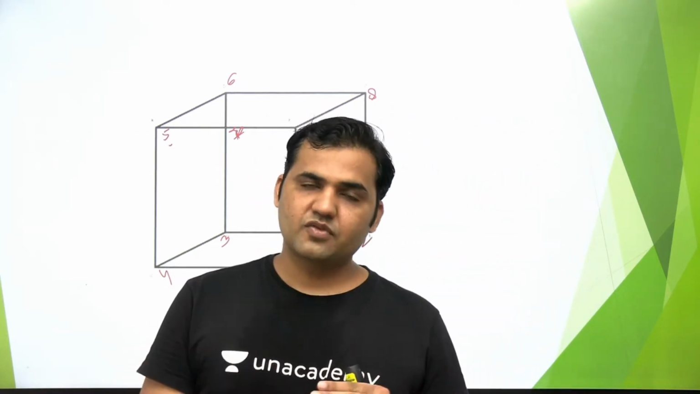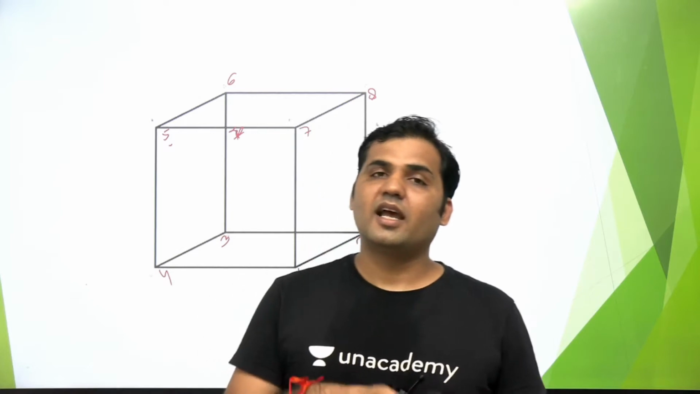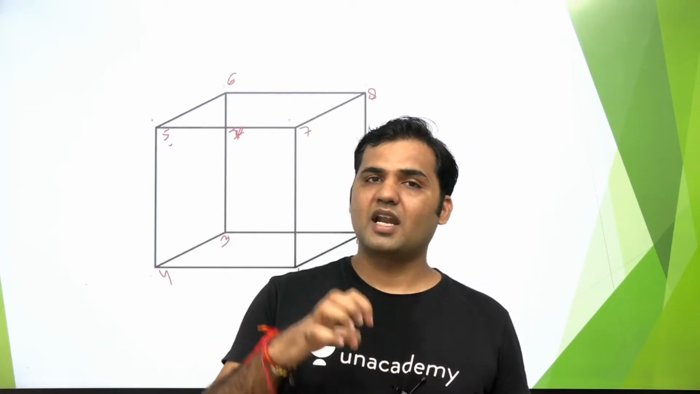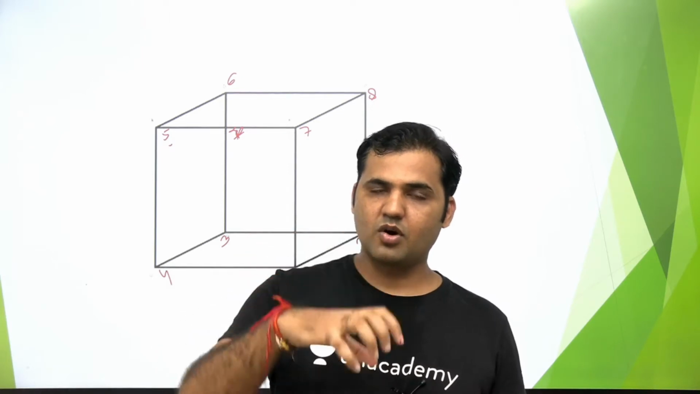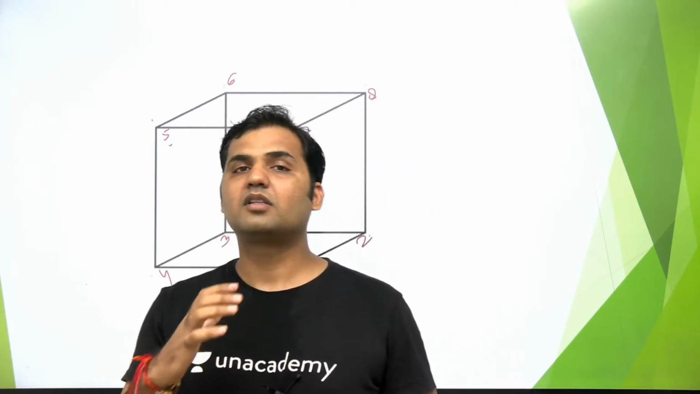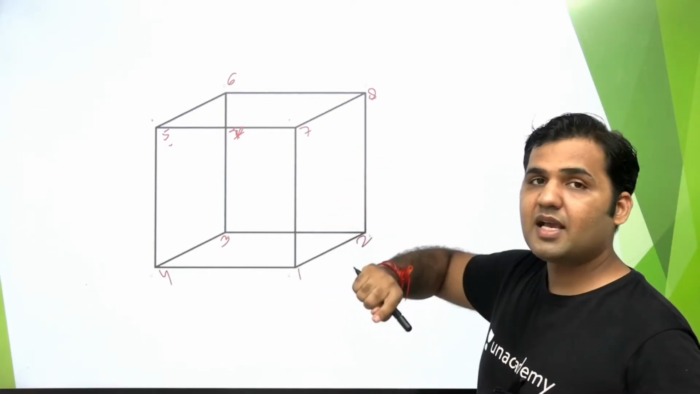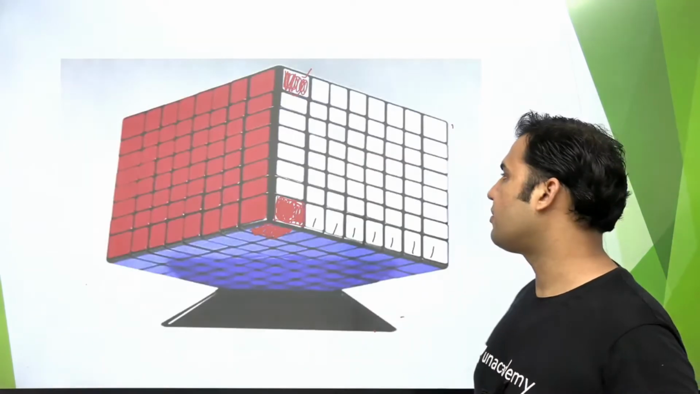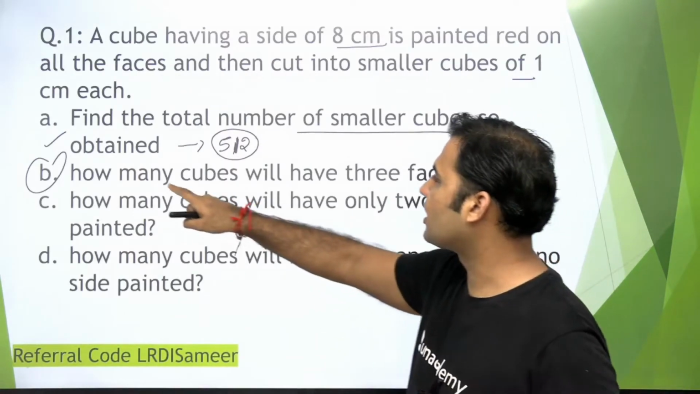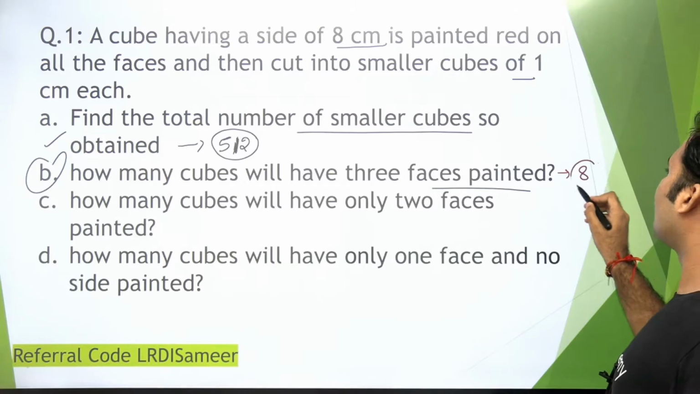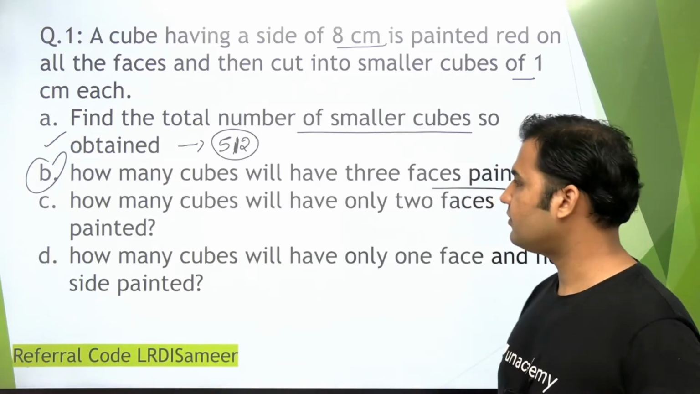So when you paint it with a single color from the outside, and then if you take smaller cubes out, all the cubes which are coming out from the corner will have all 3 sides painted. So the number of corners is the same as the number of cubes which have 3 sides painted. So the answer to the second question, how many cubes will have 3 sides painted, will be 8.